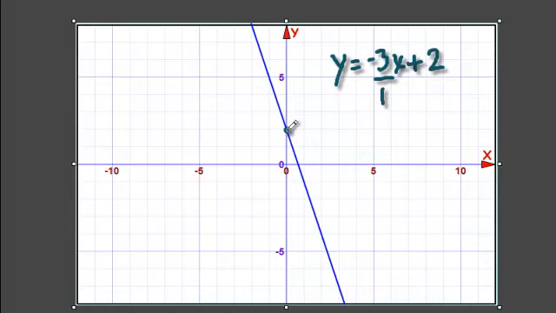So if I go down 3 and run 1, I will see that I'm still on that line. And of course I can go down 3 and run 1 anywhere on this particular equation that I've graphed, and I'll see that I'll still be on that line somewhere.